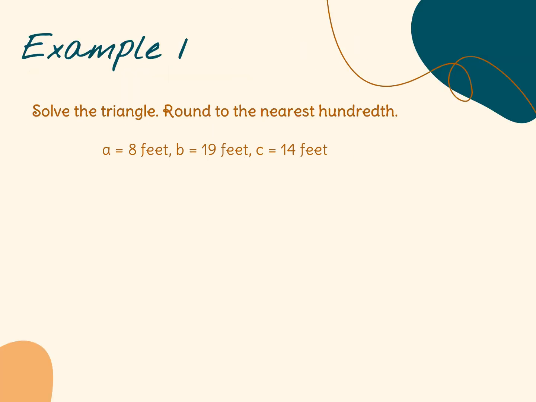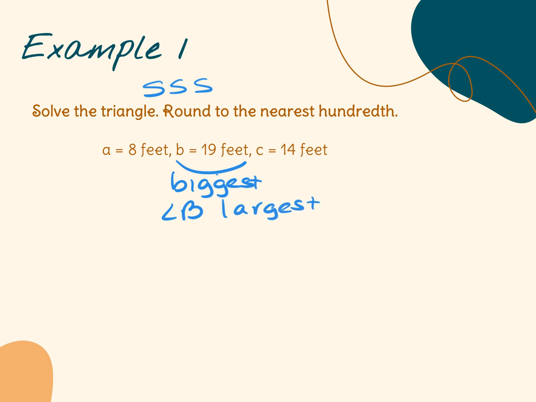So my first example, notice I'm giving three sides. They're all feet. Remember, whenever you're given an angle, it's going to have the degree symbol. So this is the side scenario. So I need to figure out which one of these sides is the biggest number. And my biggest side, or the biggest number I see here, is the 19. This is the biggest side. So angle B is going to be the largest angle because it's across from the biggest side. So I need to find this angle first. You always have to find the largest angle first.